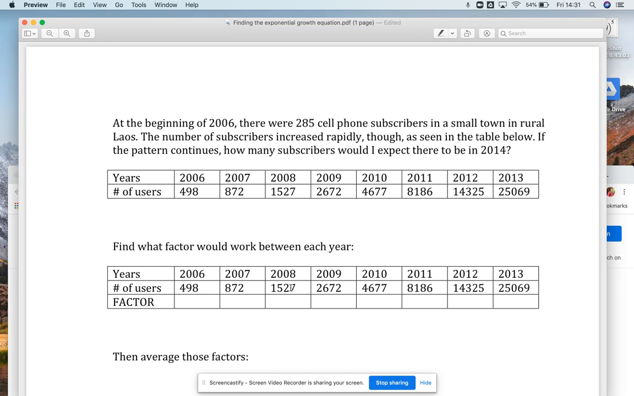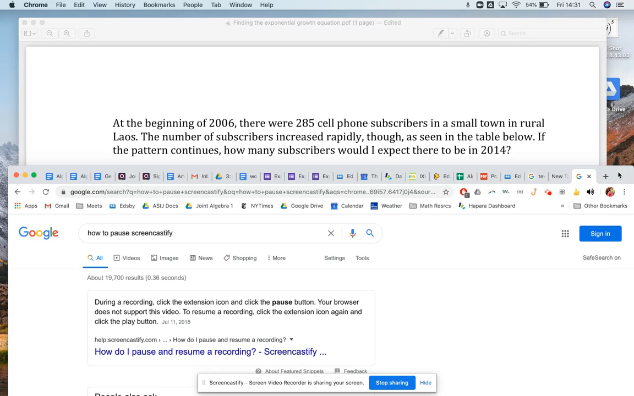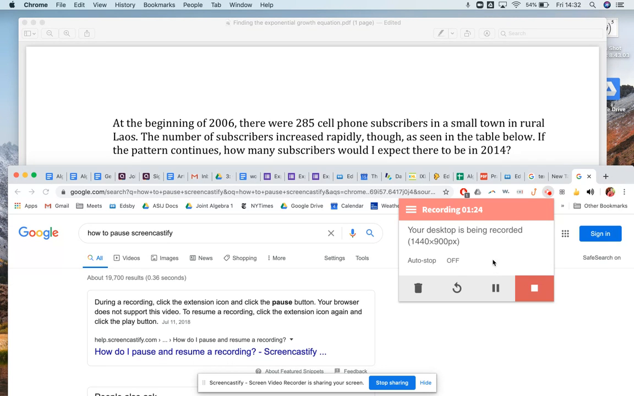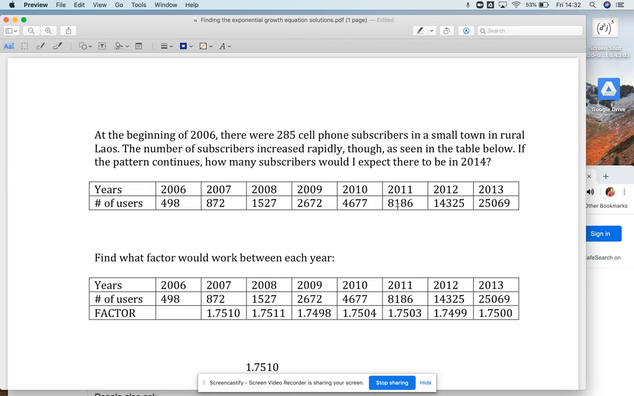So I'd like you to go ahead and try that for the next growth factor. How do you get from 872, what do you multiply by to get 1,527? And then you'll write that growth factor right here. Go ahead and try that. And let me just pause this. Hopefully you got something that looked like this here.